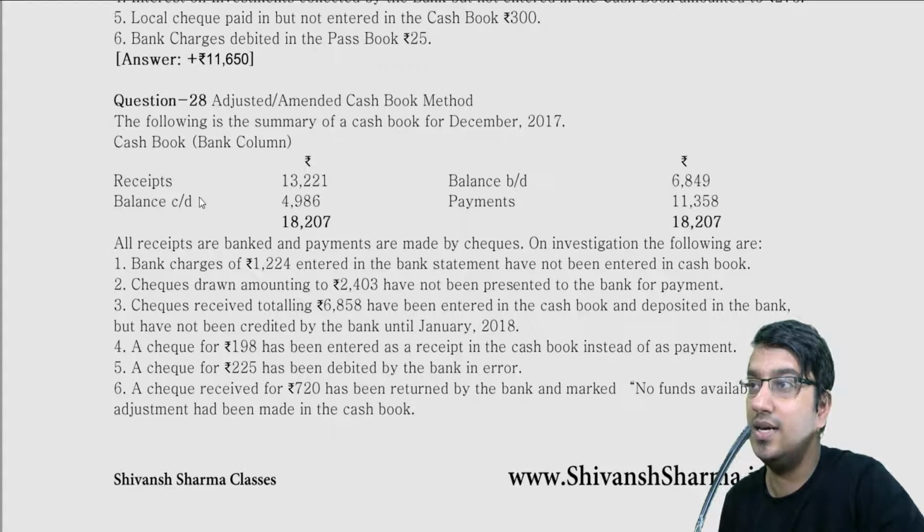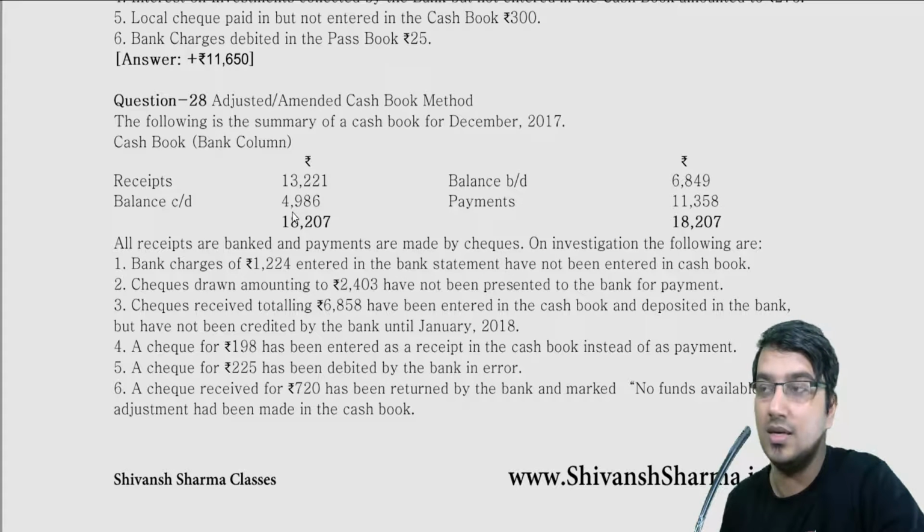This is basically my cash book for December 2017. They have given receipts, opening balance. This is overdraft because this is coming on the credit side. Payments we have made and the closing balance. Of course, we'll start from the closing balance. This is overdraft because this is coming just to balance. Okay, so this is a credit balance because my credit side is larger as compared to the debit side, which is why this is coming to balance. So this is a credit balance.